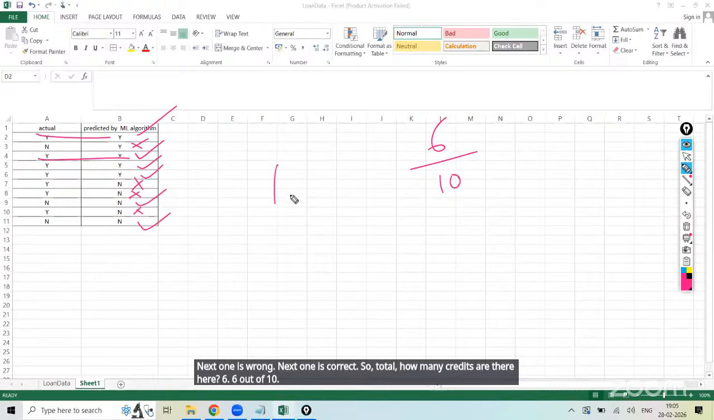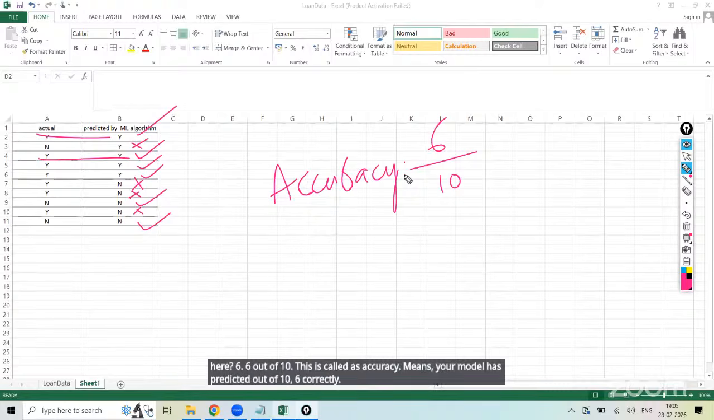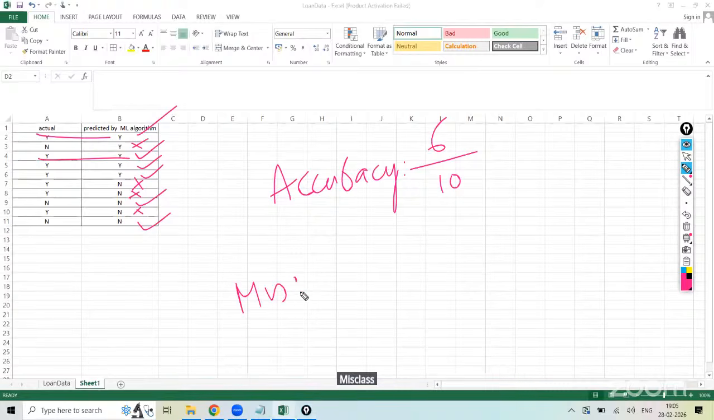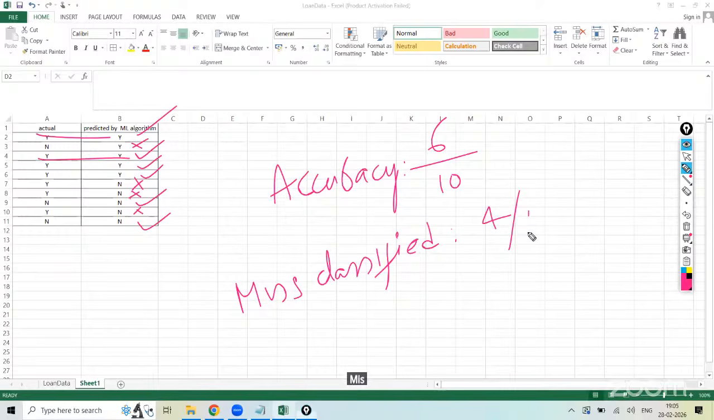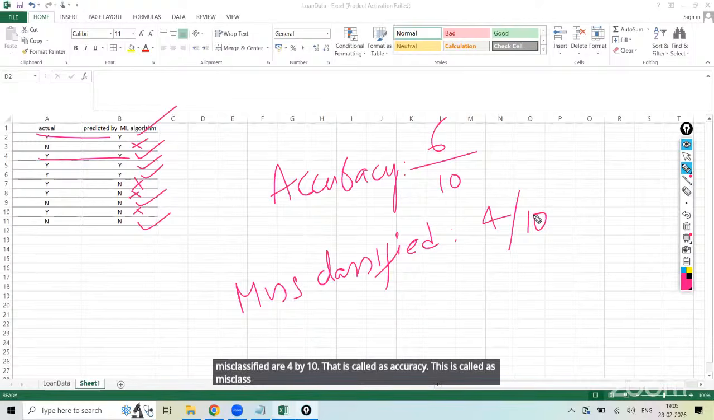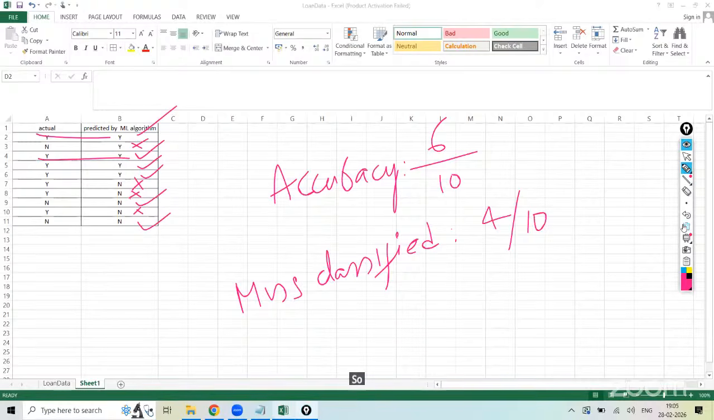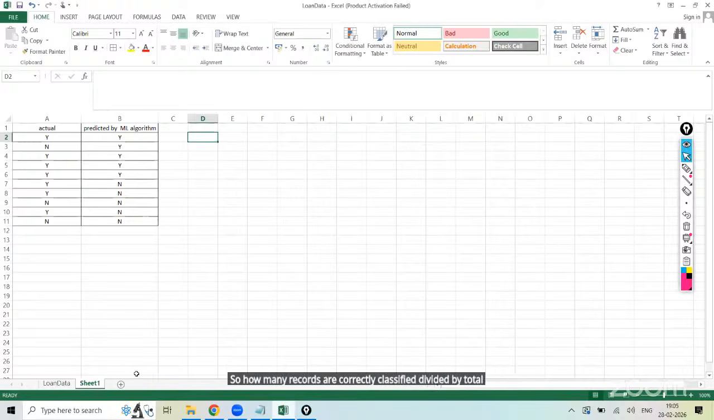This is called accuracy. It means your model has predicted 6 out of 10 correctly. The second one is called the misclassification rate. How many records are misclassified? Misclassified are 4 by 10. That is called accuracy, and this is called the misclassification rate. Accuracy is how many records are correctly classified divided by the total number of records.